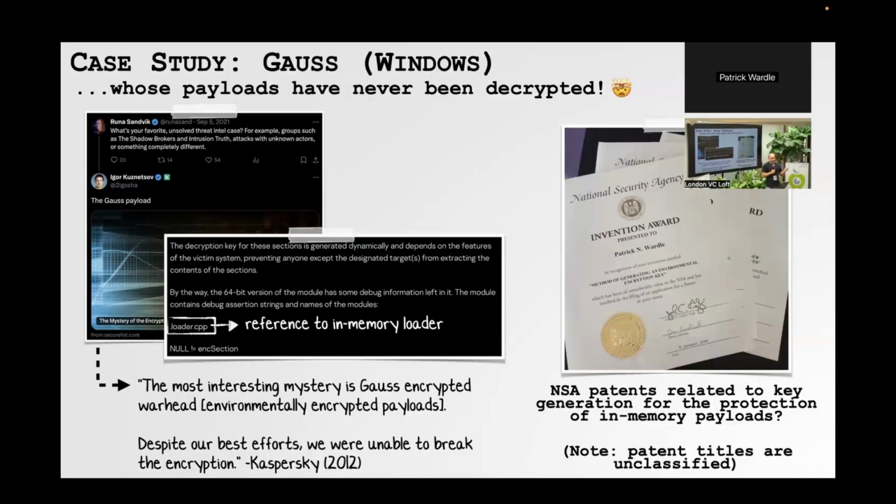That is insane. That is awesome. So the Gauss authors are super stoked. They're like, yeah, you captured our in-memory payloads, but since we securely encrypted them, it's been a decade plus and they're still secure. That is incredible. And so this is Gauss. The NSA also has some interest in environmental code generation. There are some patents that they were granted. I do want to point out that the names of patents themselves are not classified. That's all I'm going to say about that.